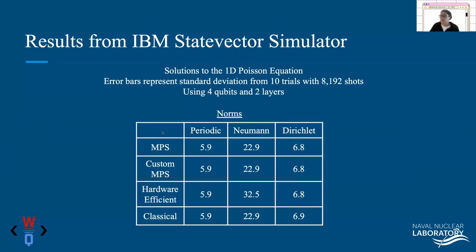So one of the main contributions of the Sato et al. paper was that not only the solution, but they could also find the norm of the solution. And so we computed these also, and again, in the Neumann boundary conditions, our MPS ansatz did a better job of finding the solution compared to the classical solution.